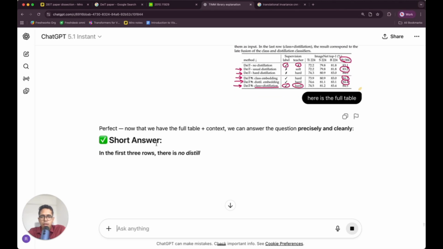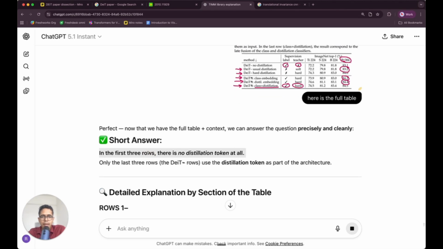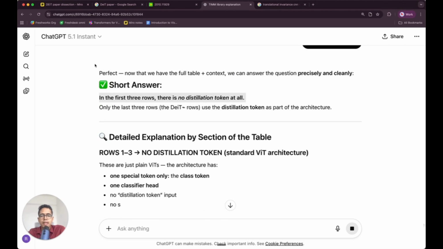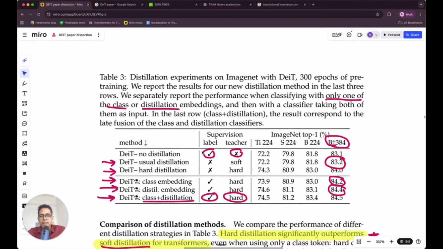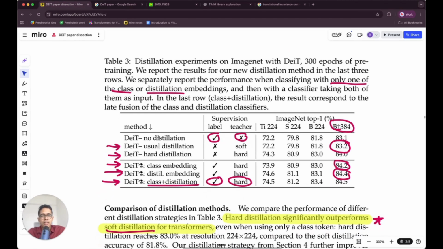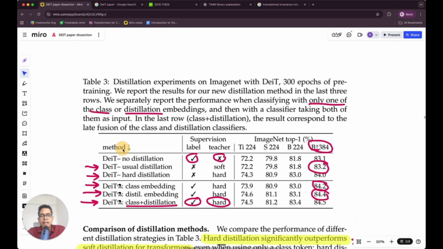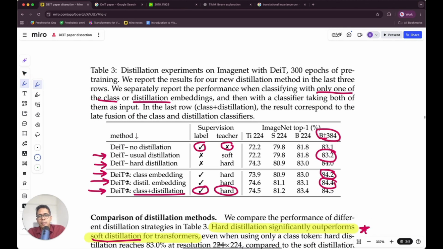Okay, in short, in the first 3 rows, there is no distillation token at all. So what I was thinking initially was correct. I mean, this is how paper reading works, right? You think something, then you think it's wrong, then you understand that it's correct. So, okay, I guess it's a DEIT method where there is no distillation. Yeah, this weird symbol represents the whole idea of the distillation token. So the first 3 do not have a distillation token.